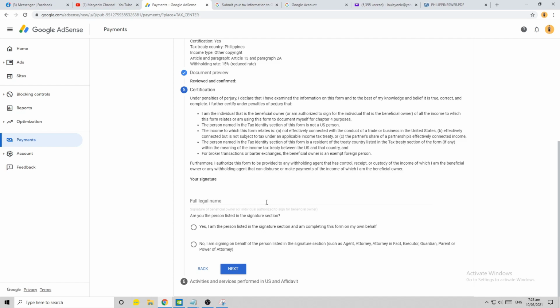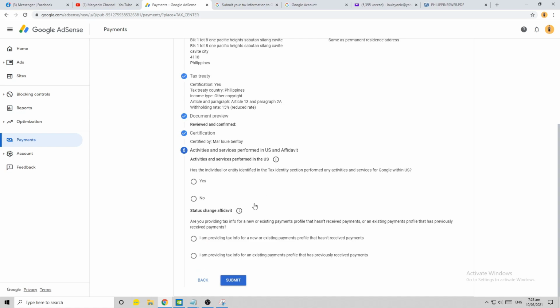Under penalty of perjury, I declare that I have examined the information and to the best of my knowledge it is correct for the individual that is the beneficial owner, authorized individual owner, and so on. Full legal name. You need to put in your legal name. Yes, I'm the person listed in the signature section completing this on my behalf. I'm signing on behalf of the person listed. Yes, I am the person.